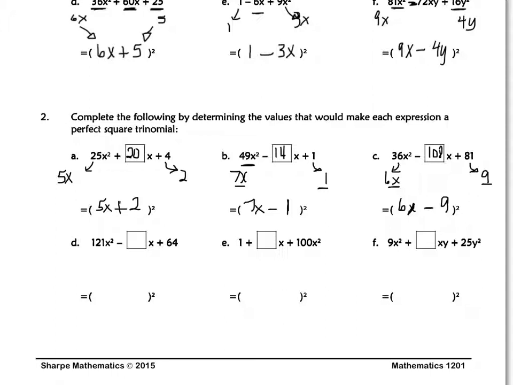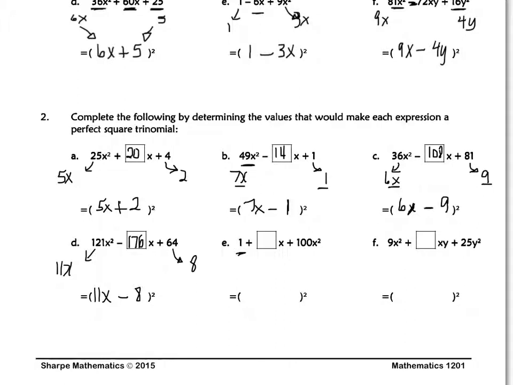All right, so this one here, the square root of 121 is 11x, and the square root of 64 is 8. And if you take the product of 11x and 8, that is going to be 88x, doubled is going to be 176. So we need a 176 in here. But there's a minus sign between them, so between our terms of 11x and 8, we want a minus. So 11x minus 8 times 11x minus 8 would be the factors, or 11x minus 8 all squared.